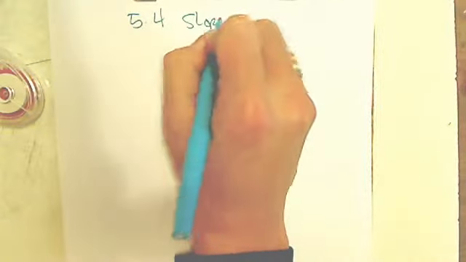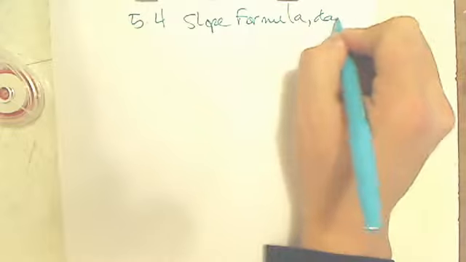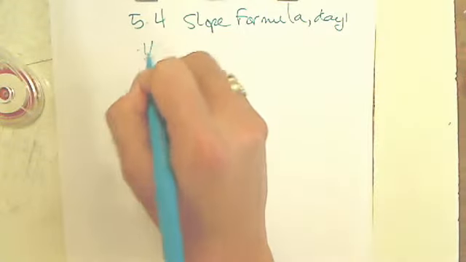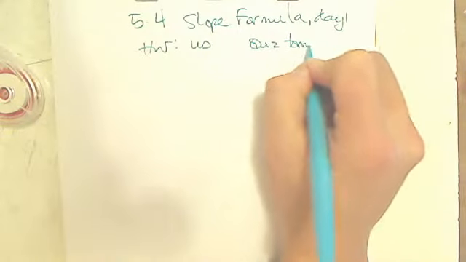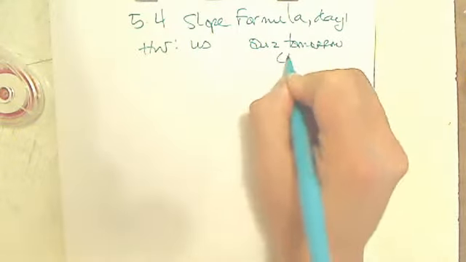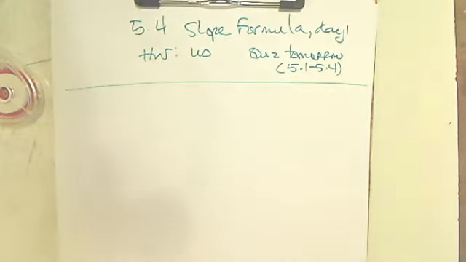5.4 slope formula. Day 1. Your homework is a worksheet. You have a quiz tomorrow, 5.1 through 5.4. Slope formula day 1. Your homework is a worksheet. There are 10 problems on a separate paper. No graphs. Only strictly algebra tonight. You have a quiz tomorrow, sections 5.1 through 5.4.